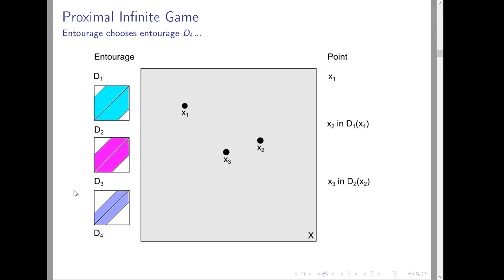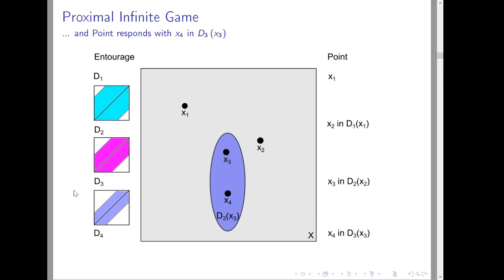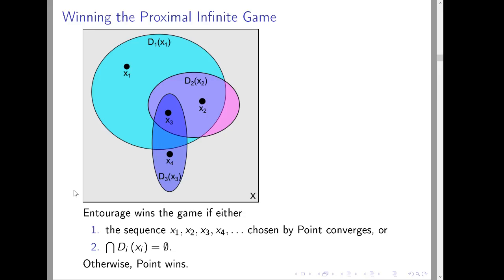All right, and then so on, D4, I didn't bother to draw a picture of that, and Point responds with an x4 in the D3 ball about x3. Okay, so in the end, after we play this game, we're going to say that Entourage is the winner if one of two things happens. She has two ways to win. The first way is if the sequence of points chosen by the player Point converges, or if the intersection of all the D balls created along the way is empty. So Entourage has two ways to win, and if neither of those happens, then we'll say that Point wins. All right.